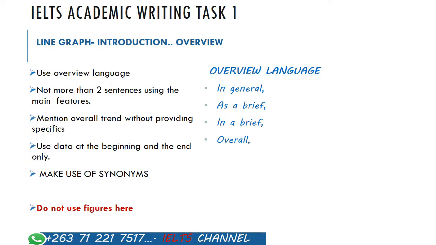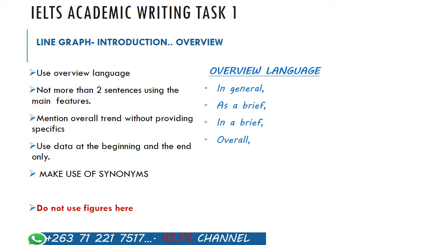We move on to the overview. What is an overview? An overview is a signpost telling the examiner or the reader what to expect in the coming paragraphs. That is why the overview language is, in general, as a brief, in a brief, or overall. These are just a few of the many that are available.